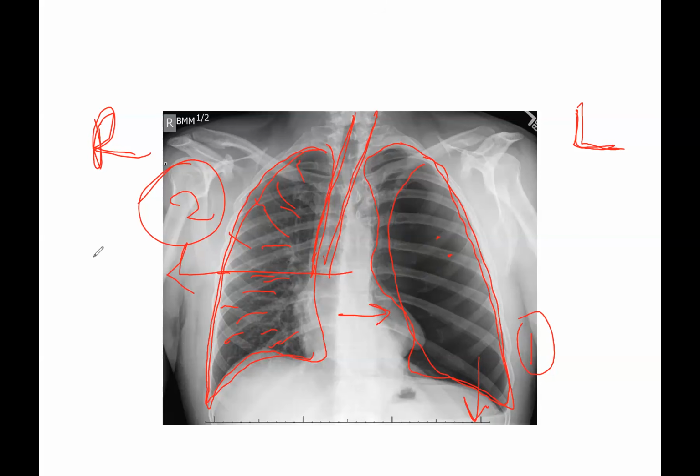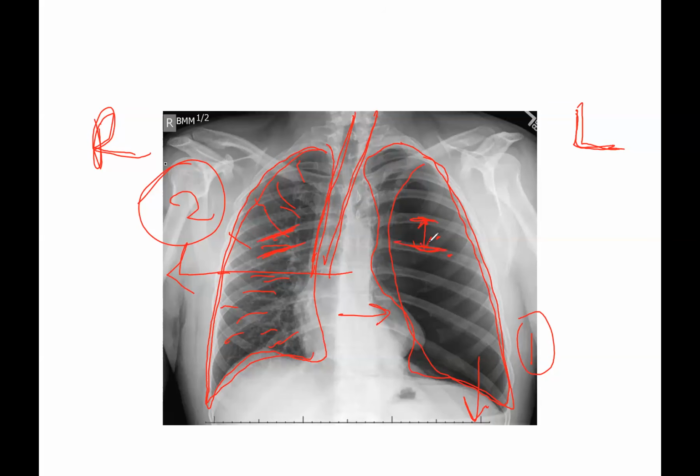I told you there is a triad you look for on an X-ray. Okay, you missed that. Widened intercostal space, yes, you have it. Look at this intercostal space here and this intercostal space here. They are not the same. This one is wider than this other one.